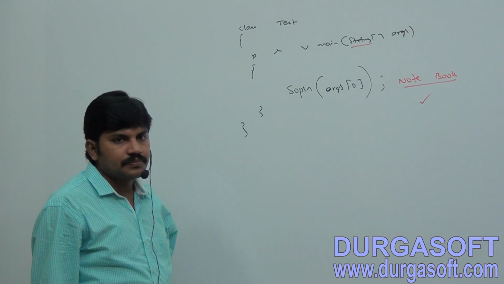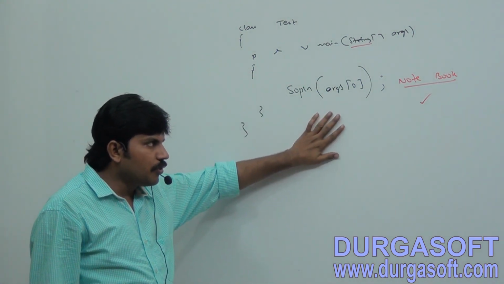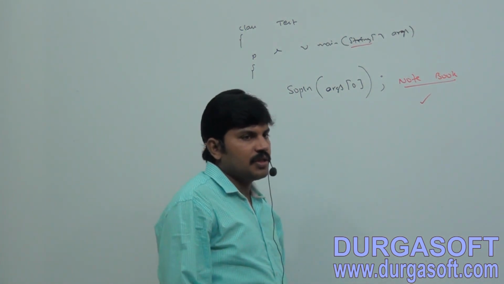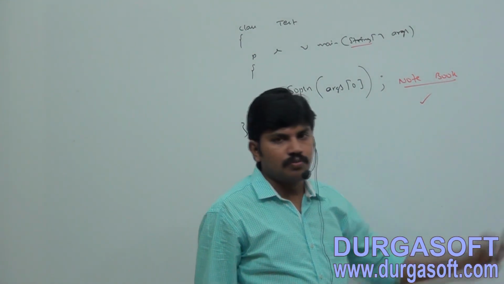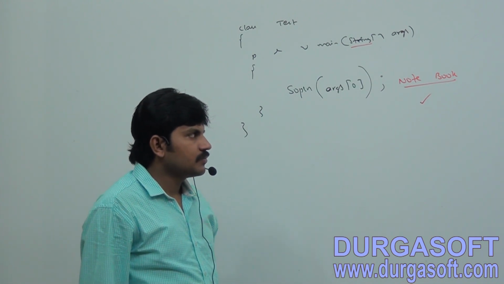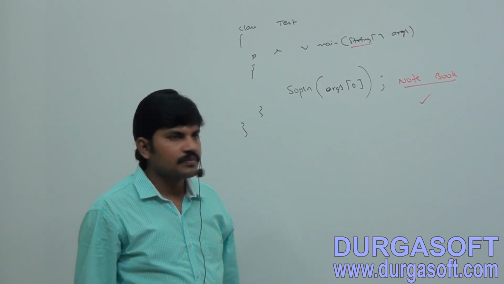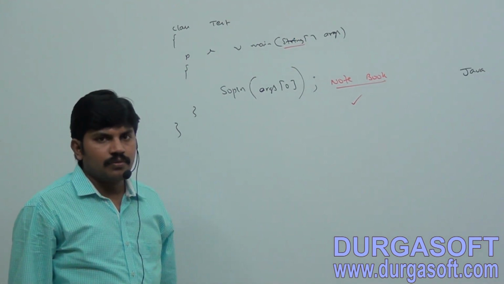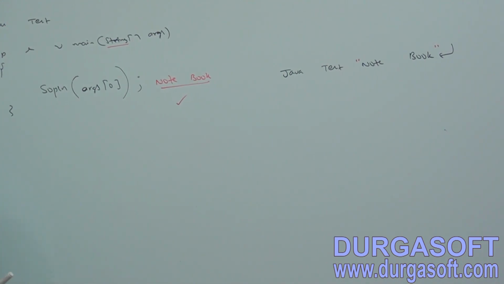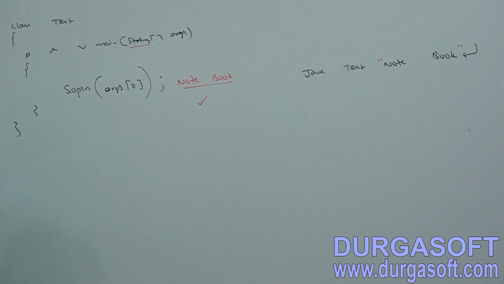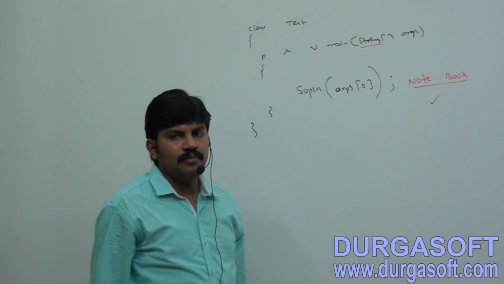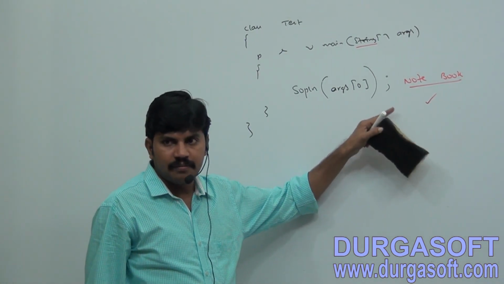Class test, main method, SOP of args of 0, notebook. Here also Java test notebook, within double quotes. The output by default you are going to get is notebook. Are you able to understand, right? That's all. These are various loopholes you people should be aware of related to command line arguments, right? That's all. So I hope completed, right?